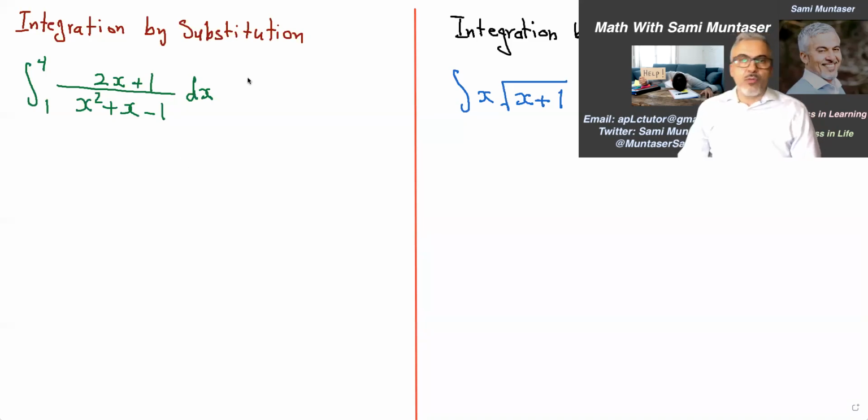Hey, we're going to do two questions that involve integration. The first one is integration by substitution, and it's a definite integral because it's between 1 and 4. And the second one is integration by parts. So this will be by substitution, this will be by parts. And let's explore that.